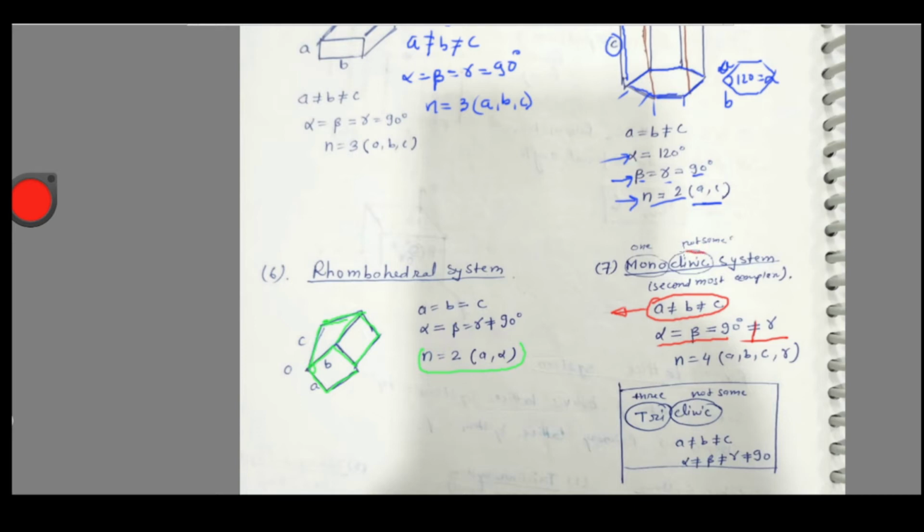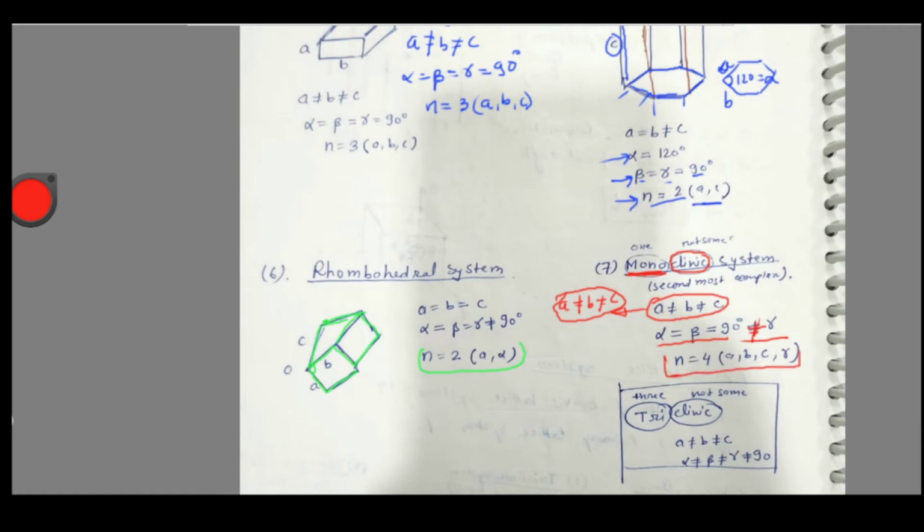As earlier, in clinic structure no side will be same. Earlier we discussed. So A not equal to B not equal to C. Whenever you hear clinic, it means no sides are same. So monoclinic means one angle will also be not same. Alpha is equals to beta is equals to 90 degree, but gamma is not 90 degree. Here four independent variables A, B, C and gamma, because these are not equal.